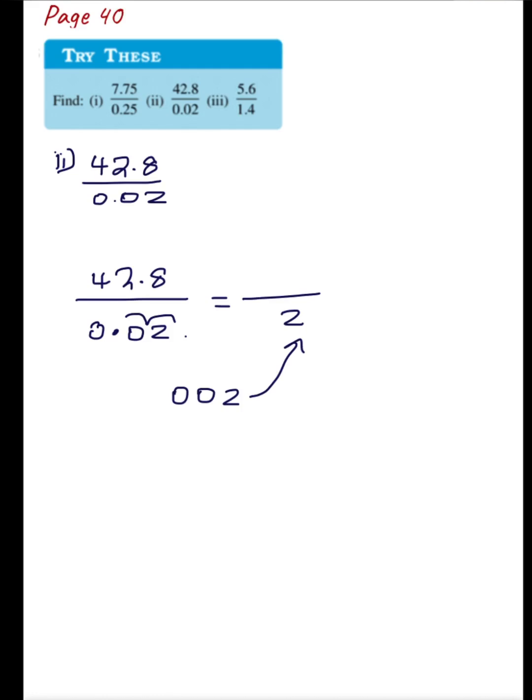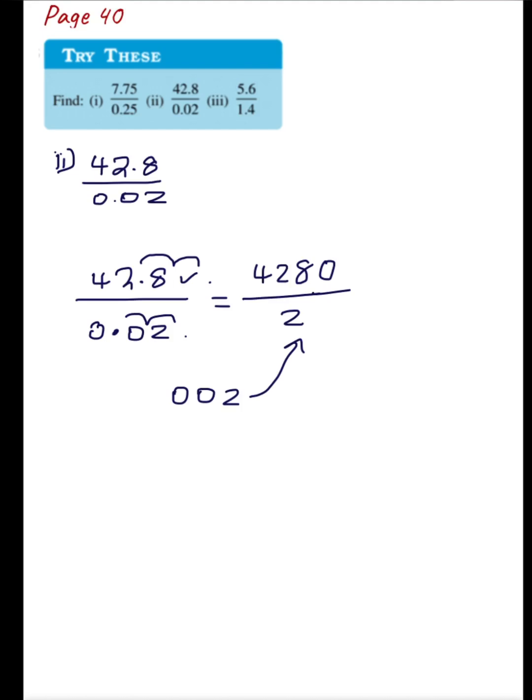Since I have moved this decimal point 2 places to the right in the denominator, I have to do the same in the numerator also. That is moving the decimal point 2 places to the right, and the decimal point will reach here. That means the numerator will become 4, 2, 8, and here there is nothing. Nothing means there you can add 0. So that our question will become 4280 divided by 2. Understand?